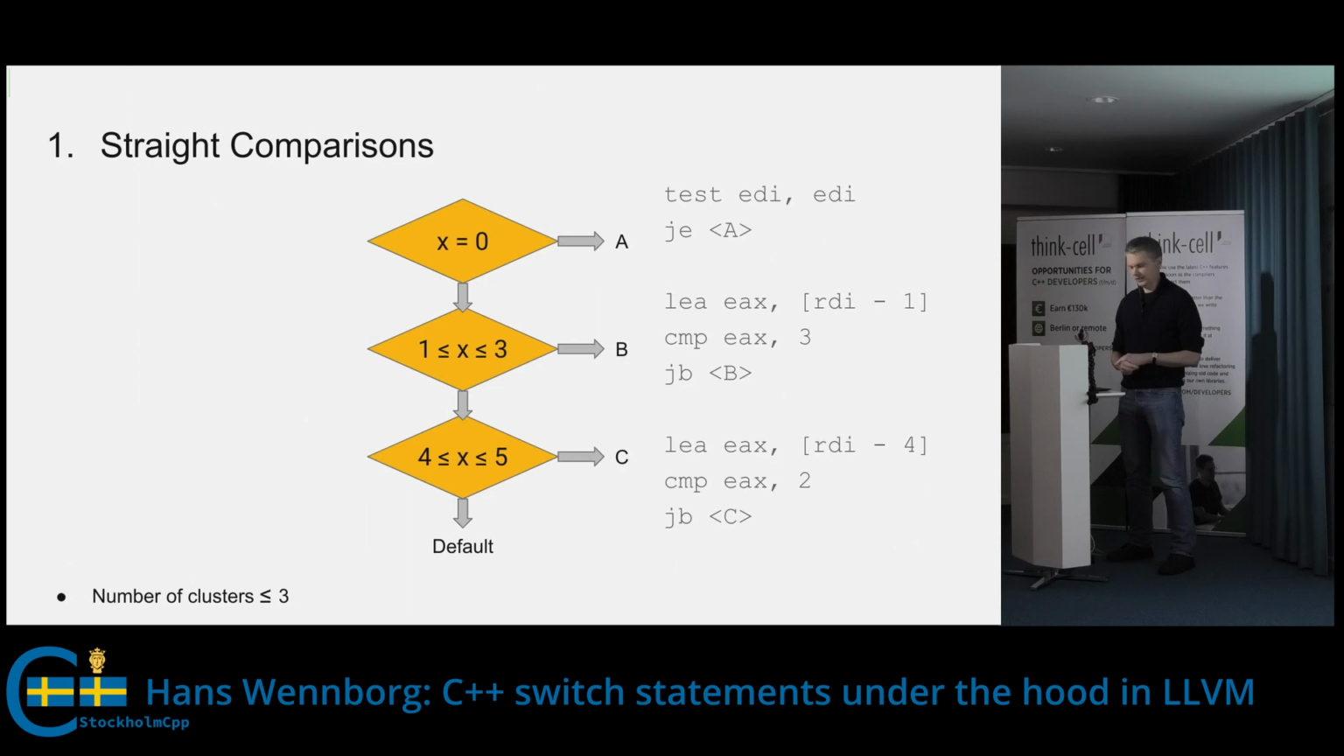So for clusters with multiple cases, we do a range check. And this ends up being a subtraction of the lower bound, a comparison with the adjusted upper bound, and a conditional jump. So that's just one more instruction than for the single case. And in particular, it's still just one conditional jump, that's kind of the name of the game here. We're trying to minimize the number of conditional jumps. In this example, it's using a LEA instruction to do the subtraction, then the compare, and then the jump if below.